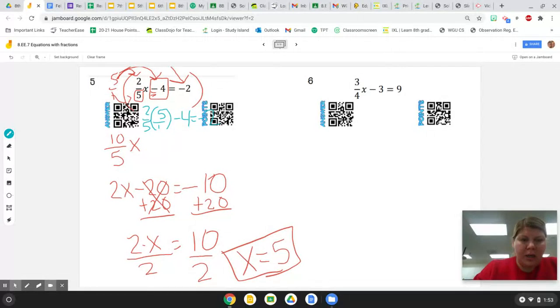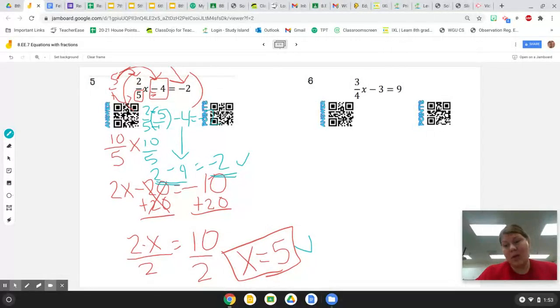This 5 times 2 here gives me 10. 5 times 1 gives me 5. Well, that gives me 2, right, if I simplify that. So that's 2 minus 4. Does that equal negative 2? Yeah, it does. So I know that x equals 5 is the correct solution. If that didn't actually check out to be negative 2 equals negative 2, then something went wrong and I need to reevaluate my work and try it one more time.